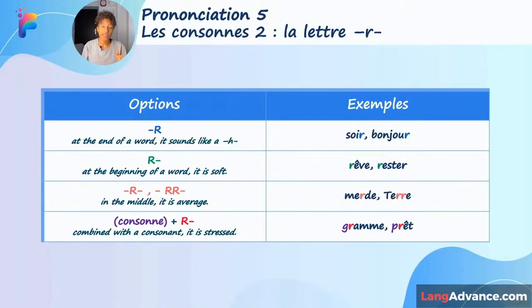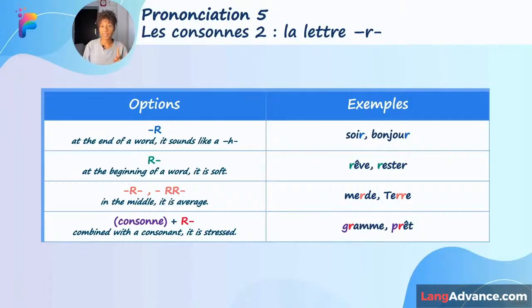When R is at the end of a word, it sounds more like an H in English. Like in soir. Soir. Or in bonjour. Bonjour. When R is at the beginning of a word, it's soft. Like in rêve. Rêve. Or in rester. Rester.